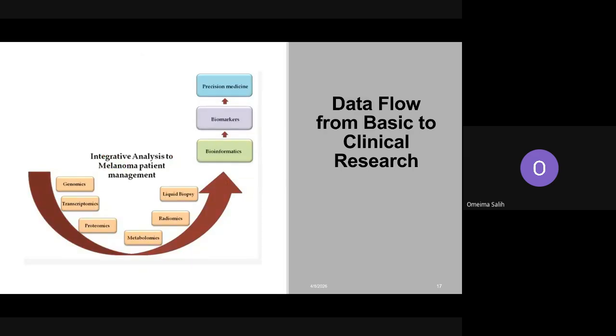This is another type of study. They're starting from genomics, transcriptomics, proteomics. They're collecting all this data in a model called integrative analysis. And here they are studying melanoma patients. This study is meant for managing this disease, and they managed to analyze this data using bioinformatics and to identify biomarkers, and this again helped in what we call precision medicine.